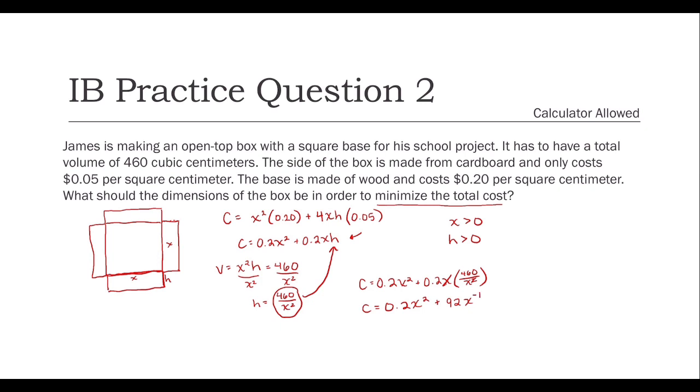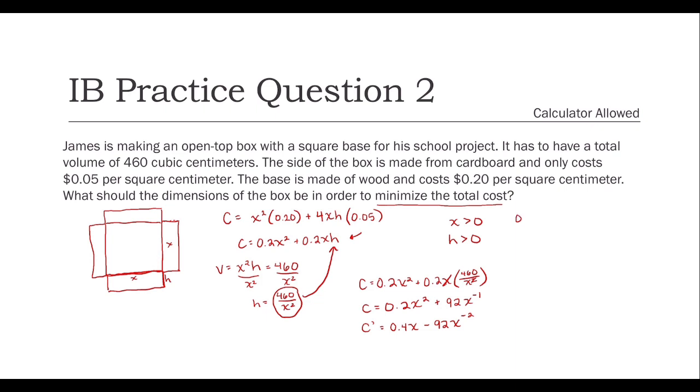Step 5 is finding the derivative of this equation. So our c prime will equal 0.2 times 2 is 0.4, and then x to the first power. Then we have negative 1 times 92, which is negative 92, x, and then we subtract 1 from our exponent to get negative 2. So our derivative of our cost function is c prime equals 0.4x minus 92x to the negative 2. Step 6 is to find the critical numbers where the derivative equals 0 or where it's undefined.